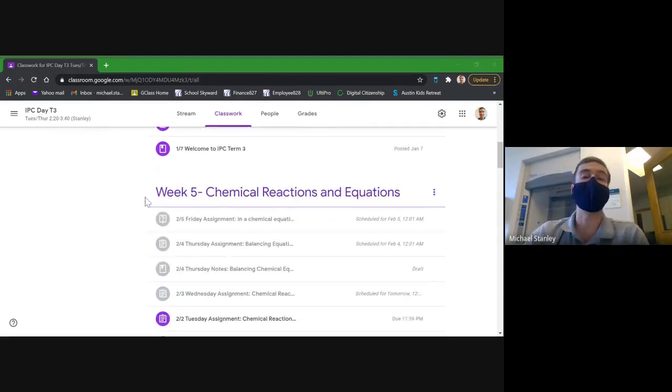So in week 5, we're going to be talking about chemical reactions and chemical equations. So we're going to be looking at all the different ways that atoms and compounds combine and rearrange with each other to make all of the sorts of different materials that we see in the world around us.